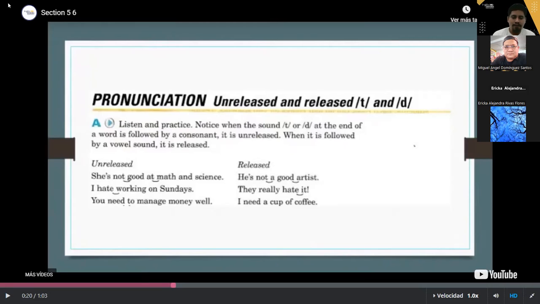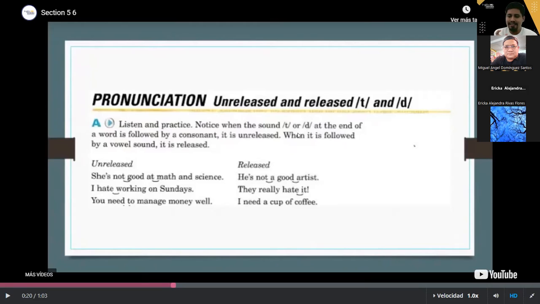So for instance, Alicia, how do you pronounce the sentence I'm showing you right now? She's not good at math and science. Okay, just listen to the last part, the end of the word not. She's not good. Not is like with a closure there. But in the sentences that must be released, we say, he's not at, he's not at.